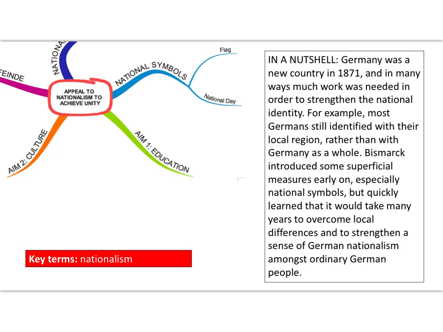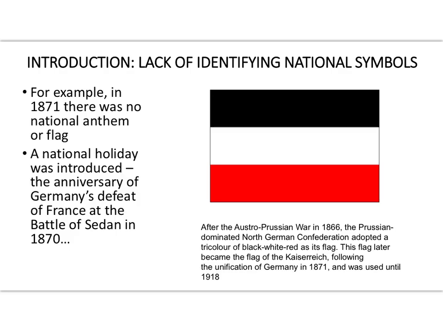to try to strengthen national identity, especially symbols. But he was very realistic. He understood that it would take many years to overcome local differences and to create a sense of pride in their new country. So, examples of national symbols: the national anthem, the flag, they were introduced. A national holiday was introduced, which was the anniversary of a key battle in the war against France, the Franco-Prussian War.